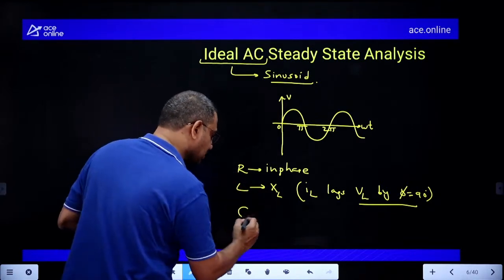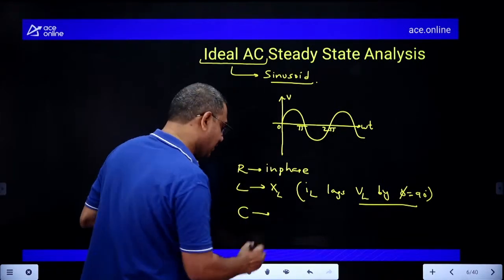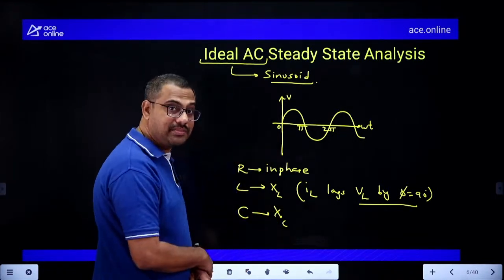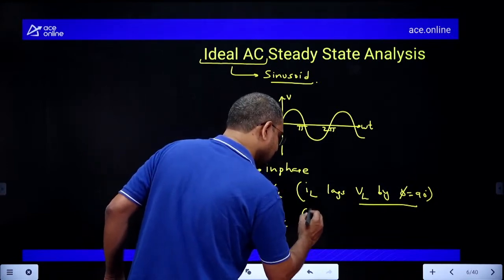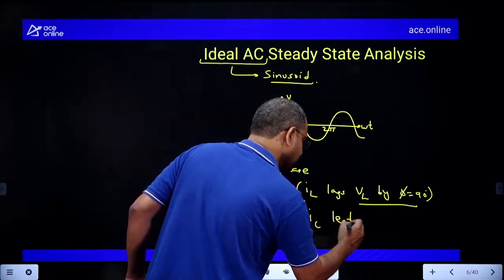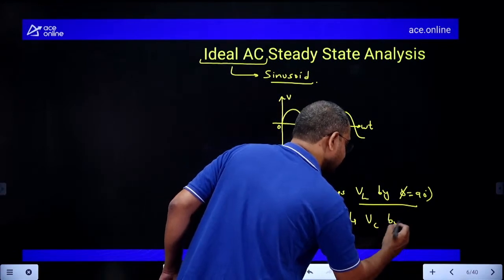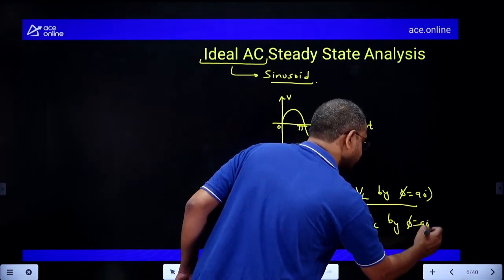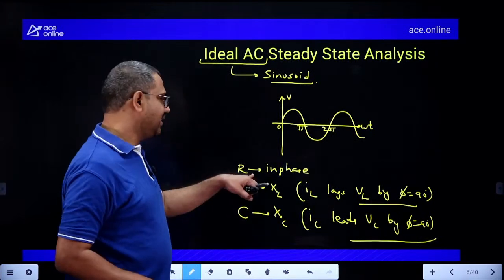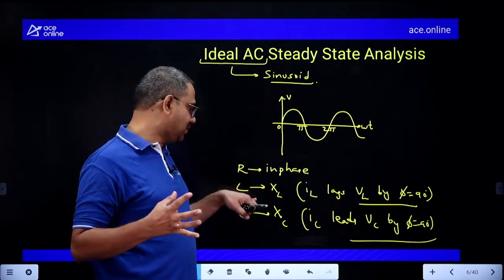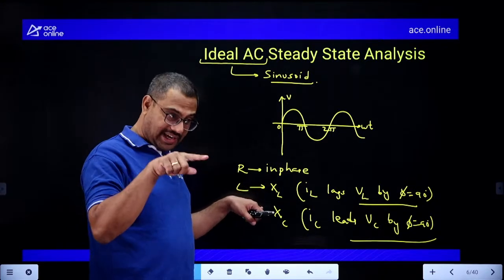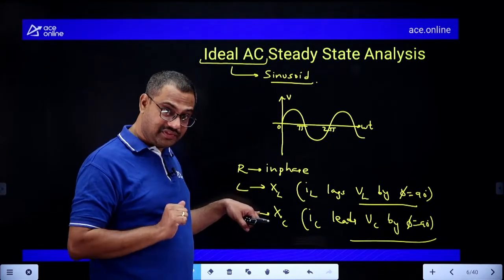Then the capacitor also, in this chapter, when I give sinusoidal excitation, exhibits capacitive reactance, where again IC leads VC by a phase shift of 90 degrees. So I say the resistor is an in-phase element, independent of frequency ideally. The inductor exhibits reactance, a lagging element where current lags voltage by 90 degrees in phase.